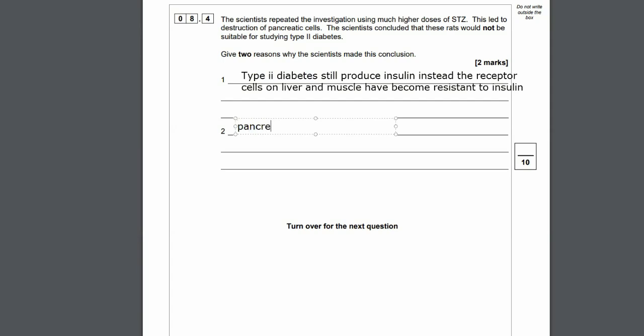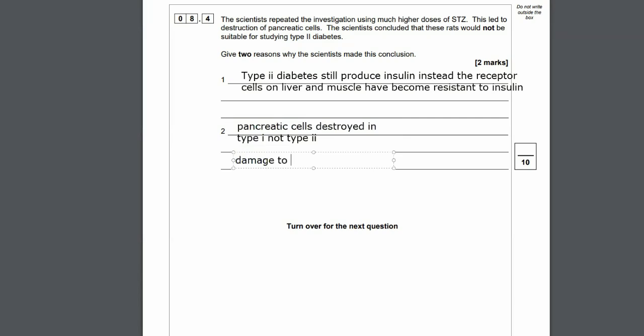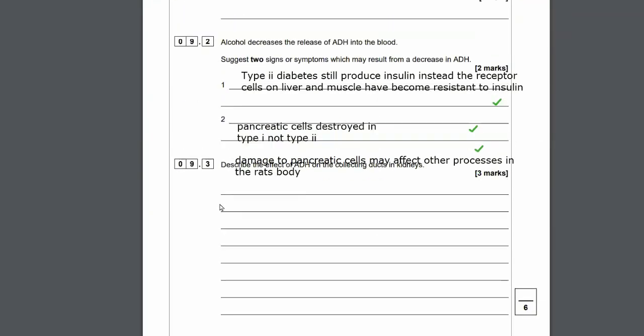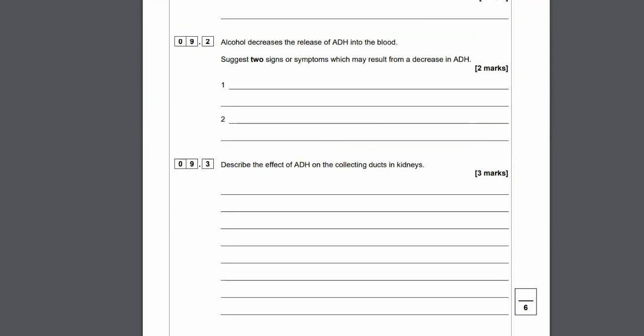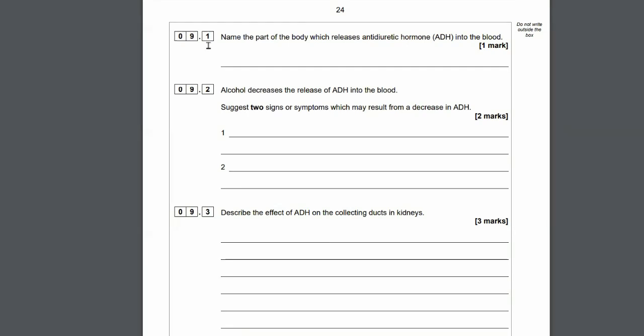With type 2 diabetes, it's actually that those people, their receptor cells on their liver and muscle membranes have become resistant to insulin. Pancreatic cells are not destroyed in type 2 diabetes. Okay, damage to the pancreatic cells may also affect other jobs of the pancreas, like its role in digestion and stuff that could affect the investigation. So lots of reasons why that's not a good comparison with type 2 diabetes.